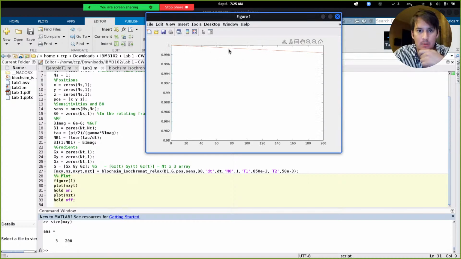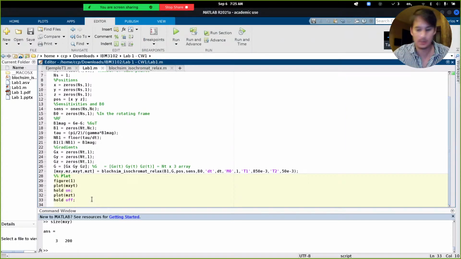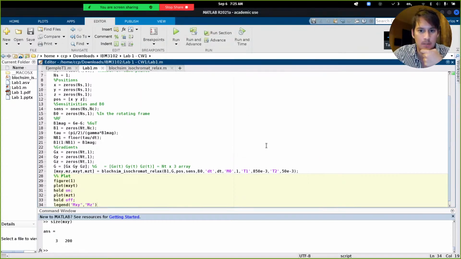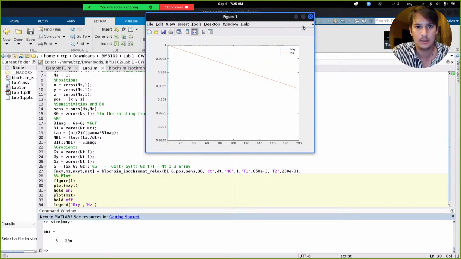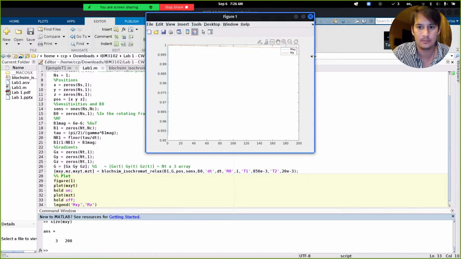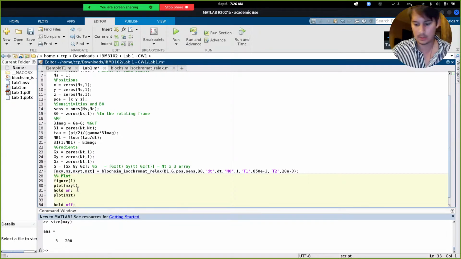So maybe I'm simulating too much. Let's put a legend, of mxy and mz. Okay. Let's put a little bit longer T2 to see if it's correct. And let's plot at the same time the RF pulse.